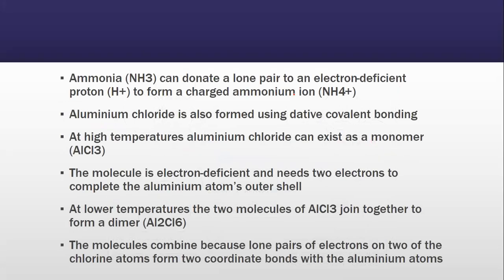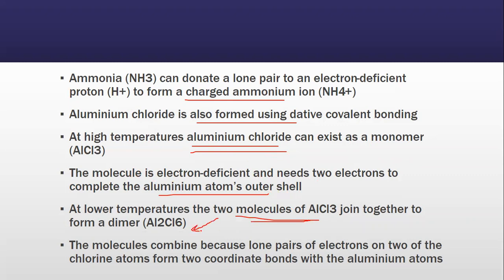Ammonia can donate a lone pair to an electron deficient proton to form a charged ammonium ion. Aluminium chloride is also formed using dative covalent bonding, and at high temperatures, aluminium chloride can also exist as a monomer. AlCl3 में भी आपके पास यही mechanism follow होता है. उसके बाद वो Al2Cl6 भी बन सकता है. The molecule is electron deficient and needs two electrons to complete the aluminium's outer shell. So hence क्या होता है? The two molecules of AlCl3 join together to form a dimer जिसको हम कहते हैं Al2Cl6.